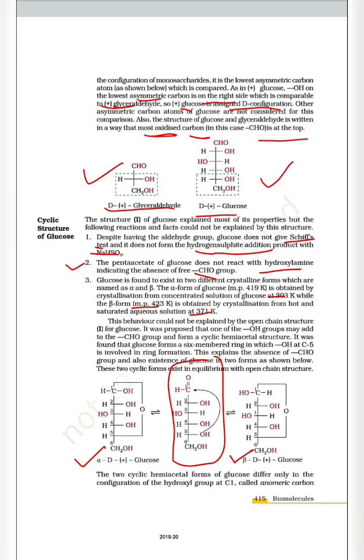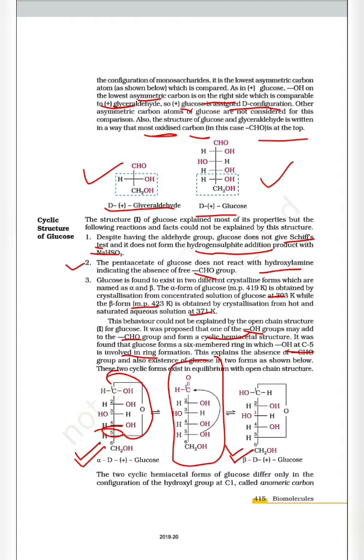It was proposed that one of the hydroxyl groups may add to the aldehyde group and form a cyclic hemiacetal structure. It was found that glucose forms a six-member ring in which the hydroxyl group at the fifth carbon is involved in the ring formation. So here in alpha-D-(+)-glucose and beta-D-(+)-glucose, we can see that the hydroxyl group of the fifth carbon is attaching with the first carbon and making a cyclic structure.